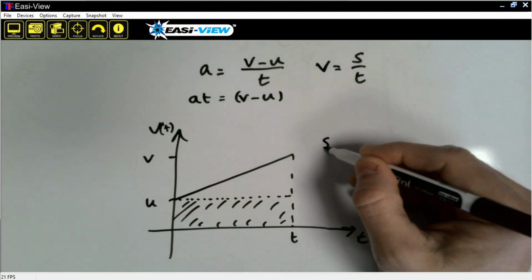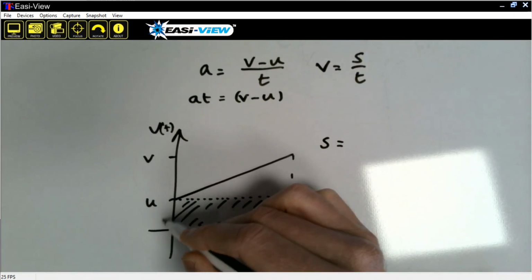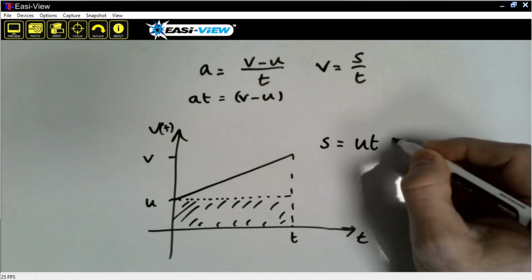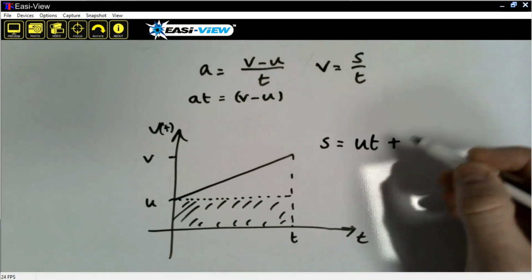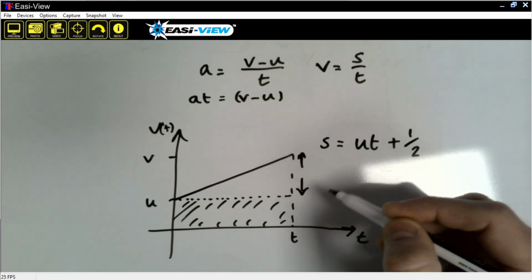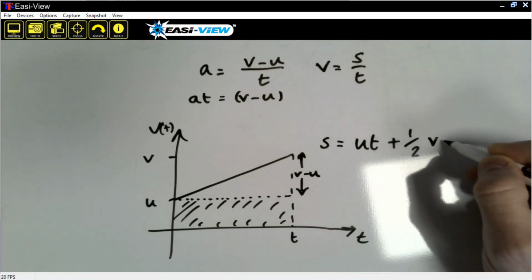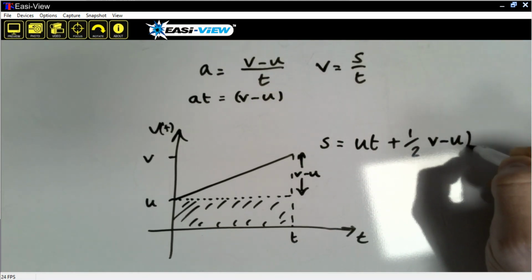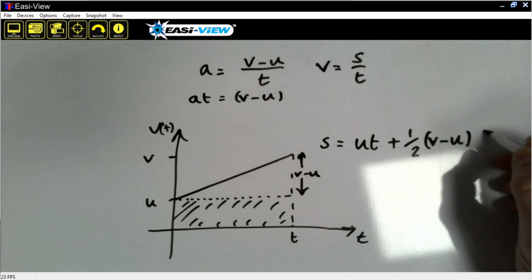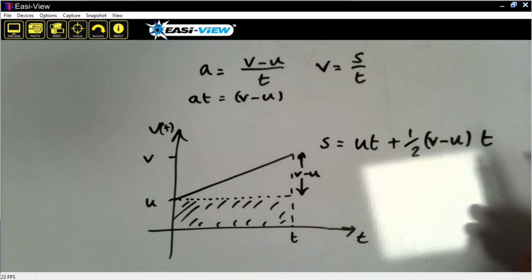So I can write S equals, and you can see that this is just ut. So this side length is u, this side length is t, and it's a rectangle, so it's ut plus, now this is a triangle, so it's a half, but notice that this length is going to be v minus u. So it's a half of v minus u. Half because it's a triangle, v minus u is that side length multiplied by this side length, which is t. So S equals ut plus a half v minus u times t.